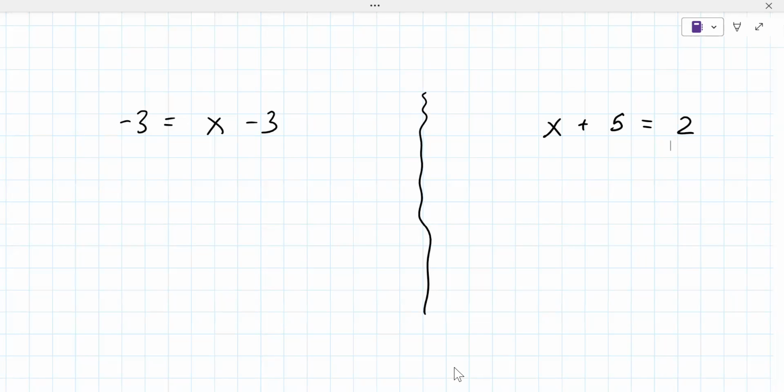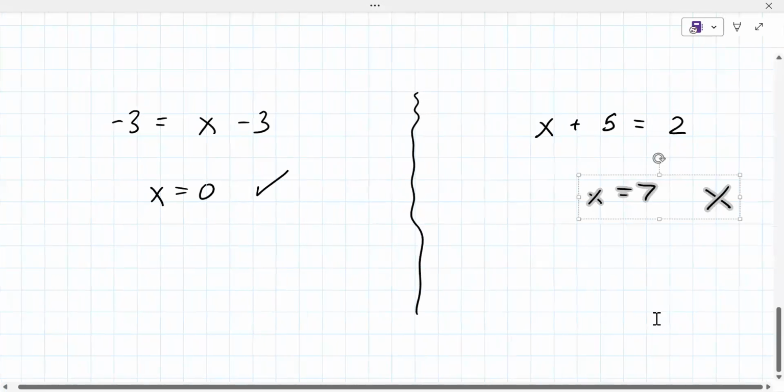You have answers for me? So for the first one I got 0, the second one is 7. So this is your answer to the first one, and this is your answer to the second one. Is that correct? Yes. Okay, this one's correct. This one is not correct.